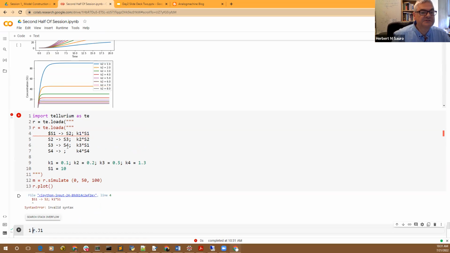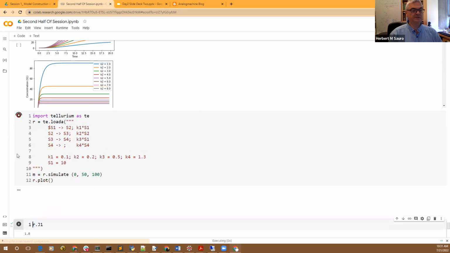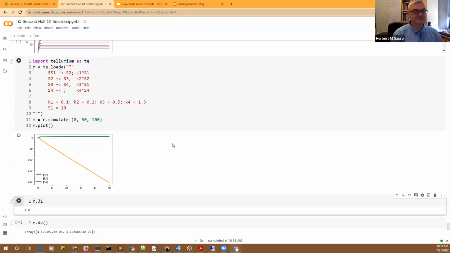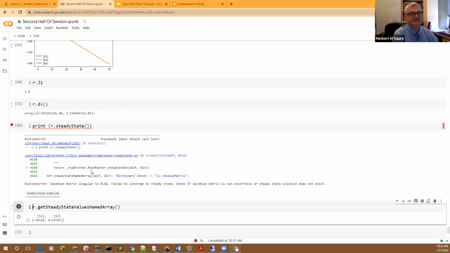What did I do wrong here? Oops, sorry. So if I run this, well, it's going completely negative, right? This is a crazy model. If I ask it to compute the steady state, now it says another error. It says the Jacobian matrix is singular, failed to converge to steady state. Okay. So if you see any scary messages like this, it probably means there's something wrong with your model. Either the model is going up to infinity, or you're getting negative concentrations, or there's something very crazy going on.